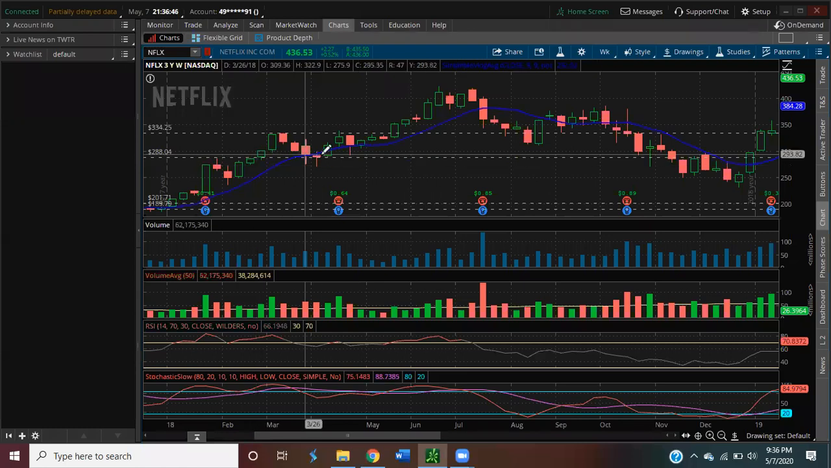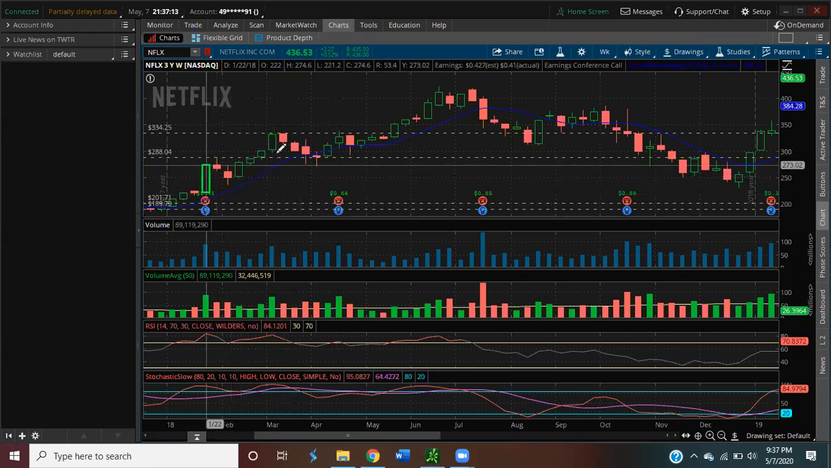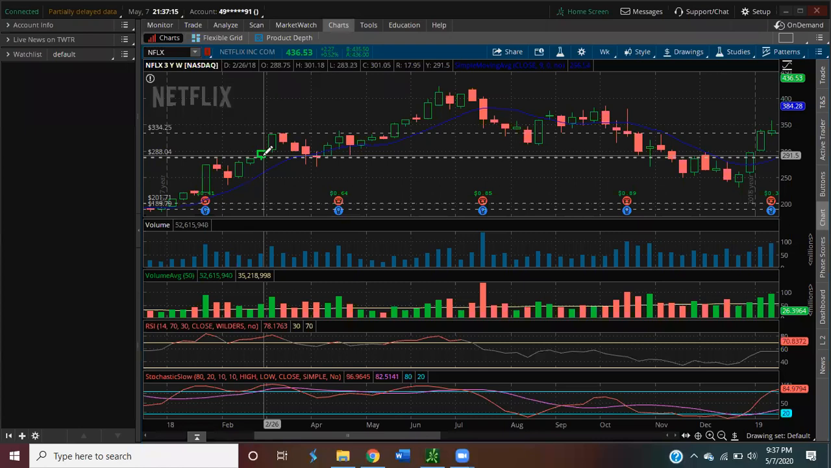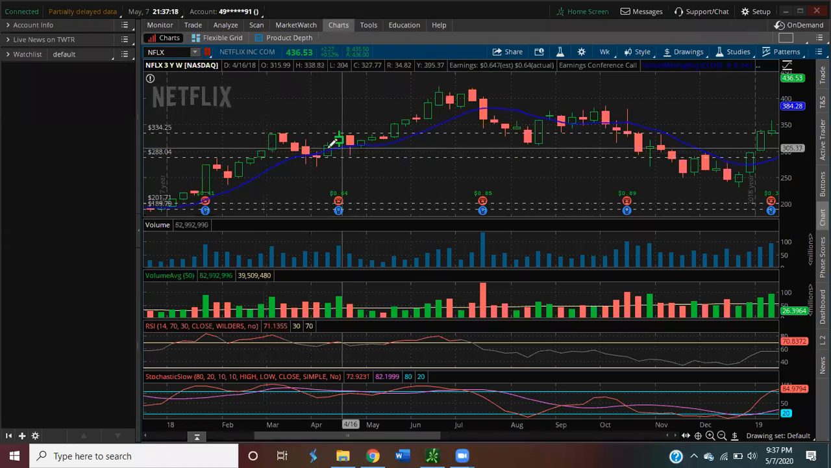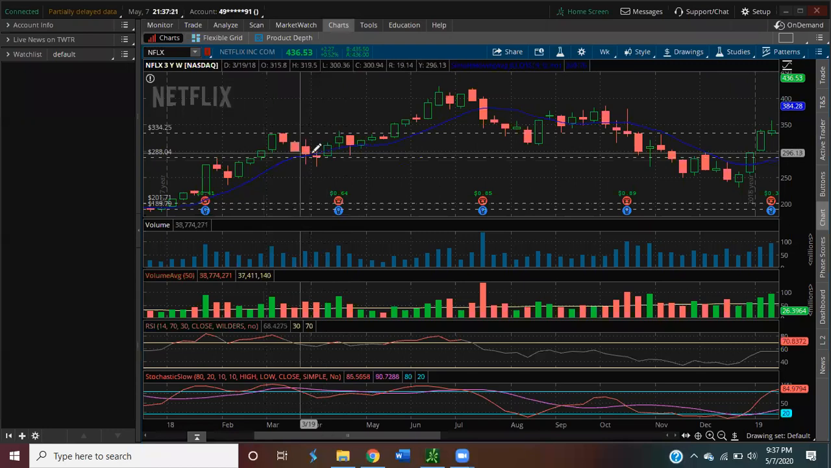I want you guys to notice something right here. Right at this point, 288.04. You see, when the stock was below this point, this was a resistance for Netflix. But when we got back above, it turned into a support for Netflix. I think it'll do that a lot of times. When the stock goes above where it was previously a resistance, oftentimes it will turn into a support, and that will show you how strong the uptrend is going to be.